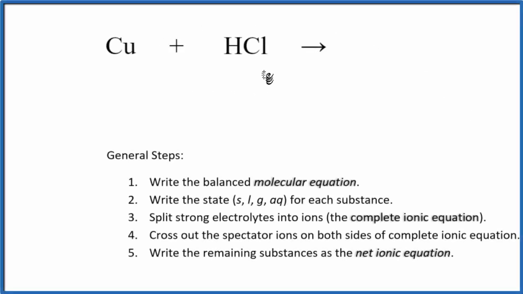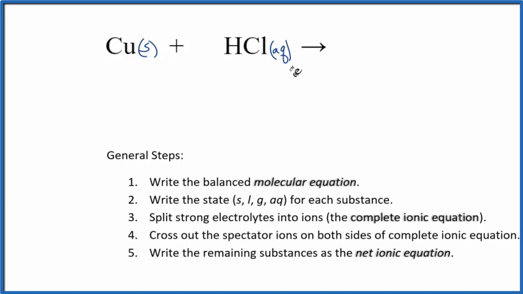Let's take a look at the net ionic equation for copper plus hydrochloric acid. So we have the Cu plus HCl. If we were to write the states in here, copper metal, that's a solid, and then hydrochloric acid, that's going to be aqueous unless it's a gas. So we have our solid copper and our aqueous, dissolved in water, hydrochloric acid.